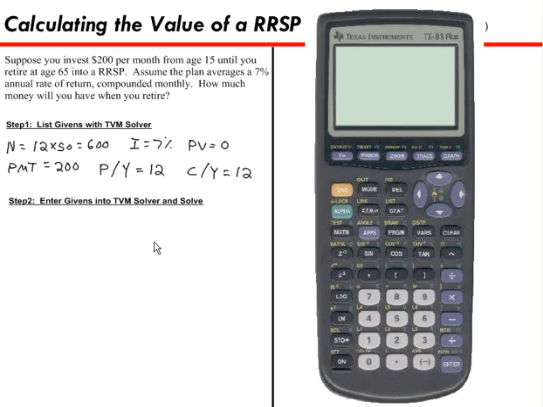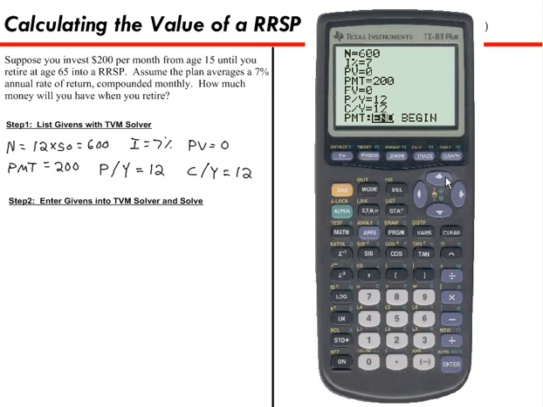Now that we've kept ourselves organized by listing all the givens, we can just go ahead and enter these values into the TVM solver and get our answer. So I'm going to start by listing 600 was our N. That's the number of payments total. I, the interest rate was 7. Present value, 0. Payments, we put in $200 per month. That's the payment. Future value we're solving for, so we'll leave that as 0. Payments per year, well, we're paying into the account every month, so that's 12 payments per year. And the compounding periods per year is also 12.